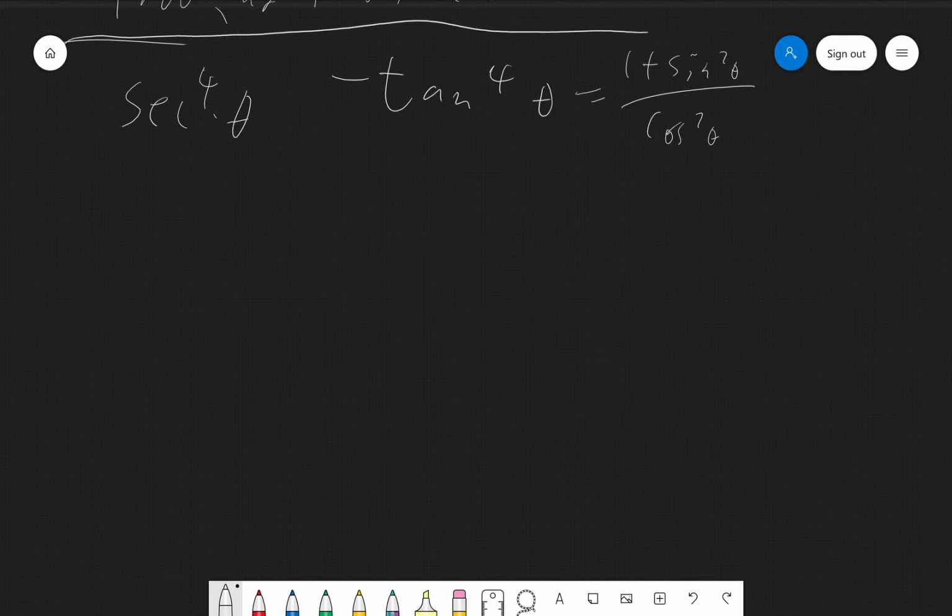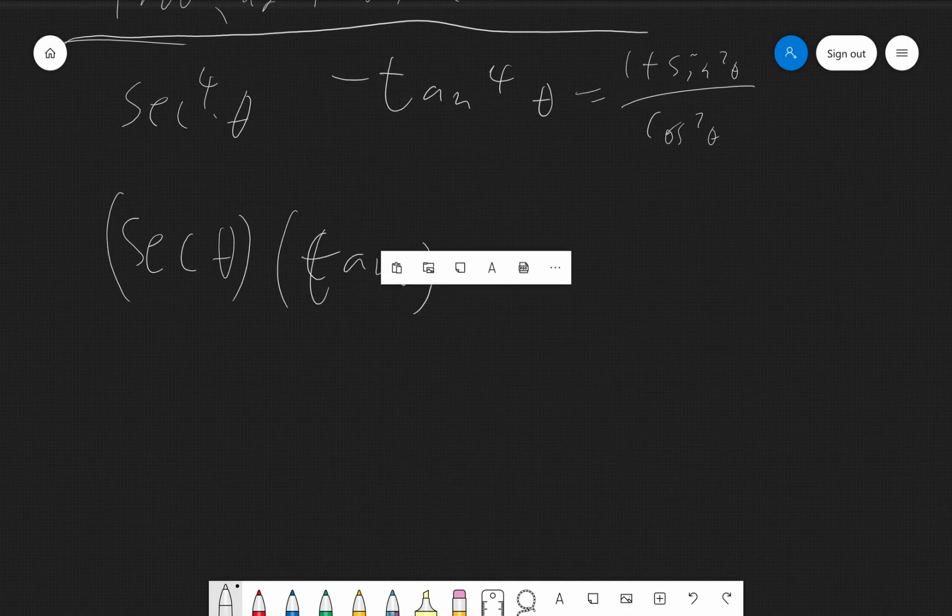Okay, let's do this. So we realize right away that this is just secant of theta times tangent of theta. What am I doing?